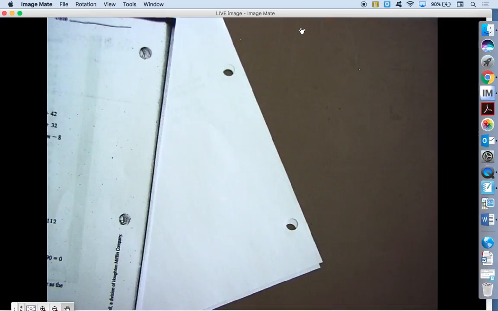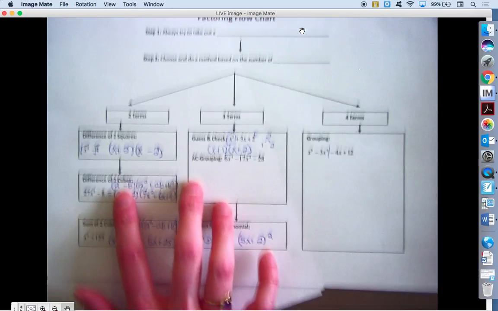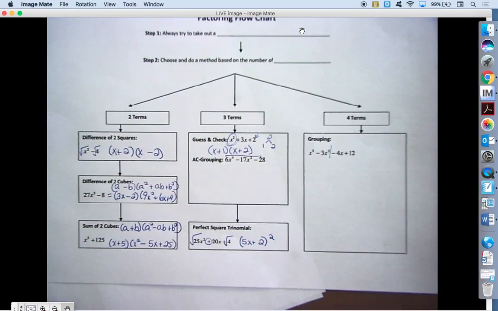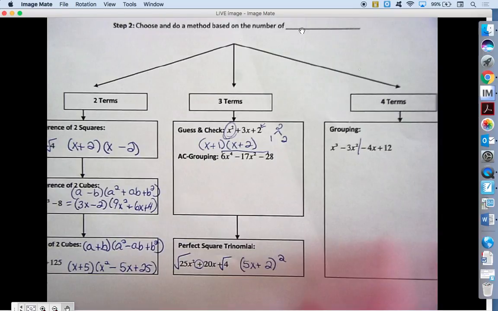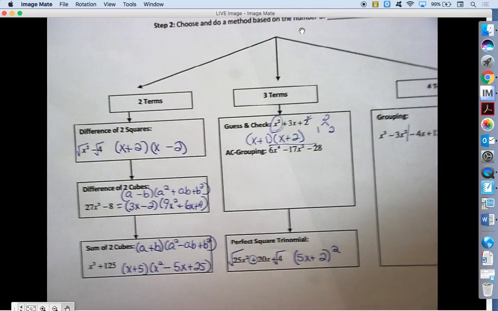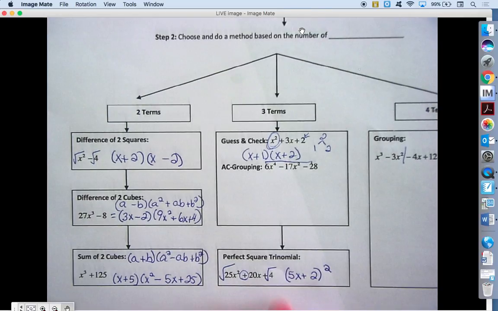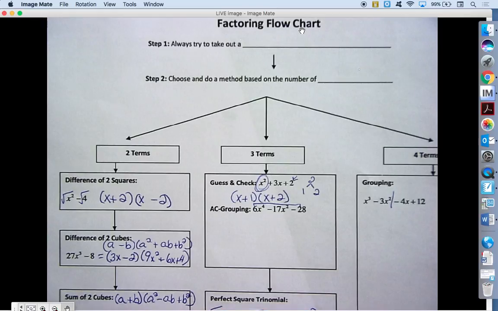All right, so just to look at this, I filled mine in. But the goal of this worksheet is to help you, when you're looking at a problem, to give you an idea as to where to go, what to look at, what to think about. So the first question up there: always try and take out a GCF. That's the first thing. When you're looking at any problem, the first question you need to ask yourself is, is there a GCF?